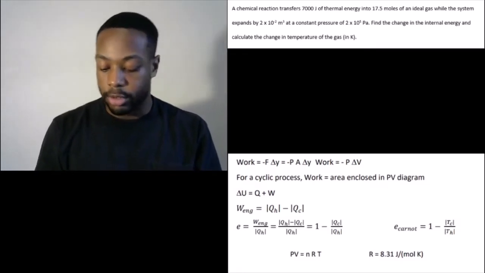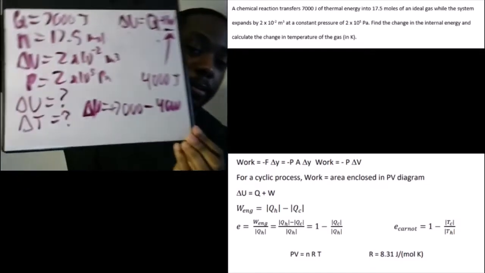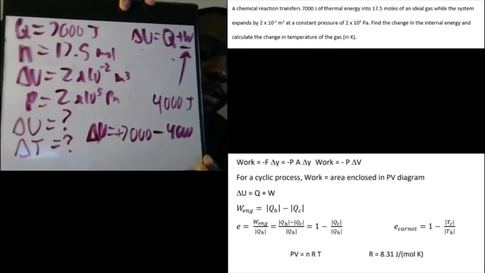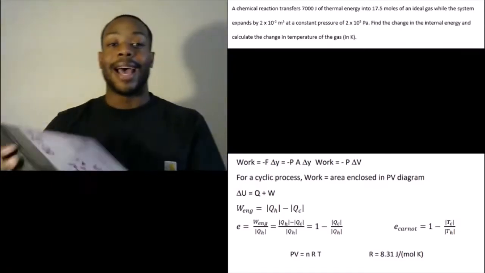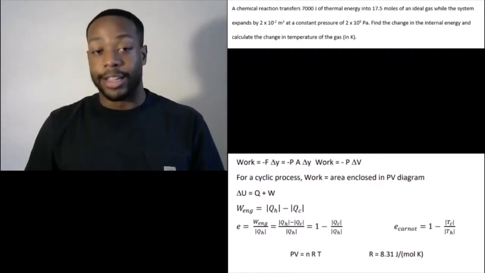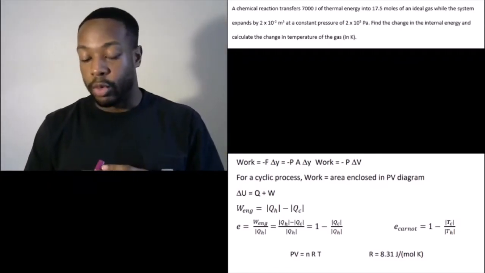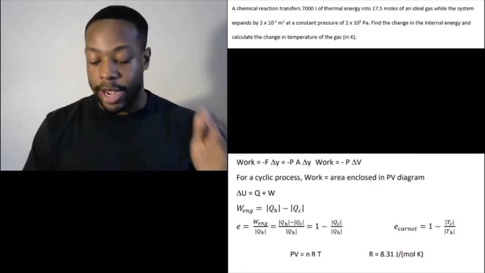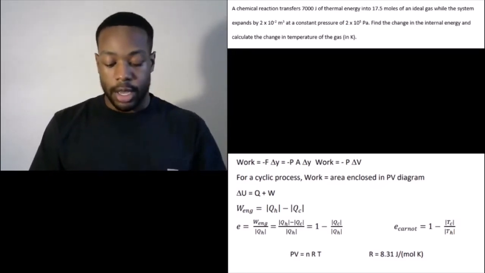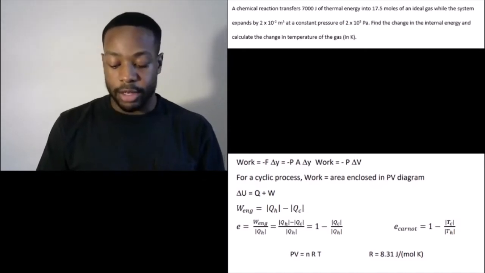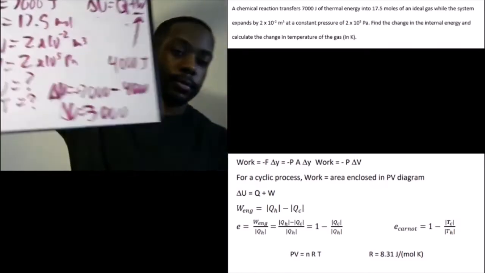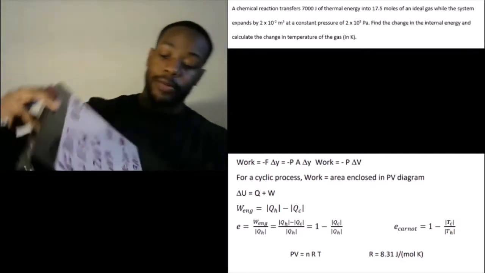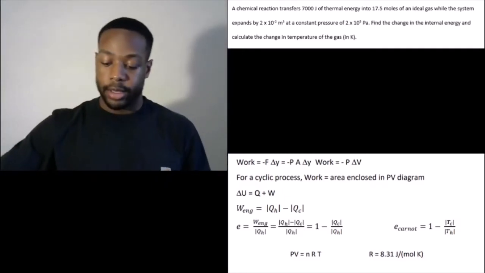You want to pay a lot of attention to the wording in this chapter. So delta U equals 7,000 minus 4,000. The 7,000 is the Q. We're going to input the 7,000 to the system. The gas is going to work on the system, and it's going to expand with a work of 4,000. So we're going to subtract 4,000 from the 7,000. That's pretty easy math there. 3,000 is our change in internal energy. So I've got that. We can put that to the side.